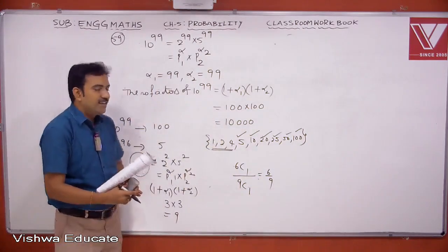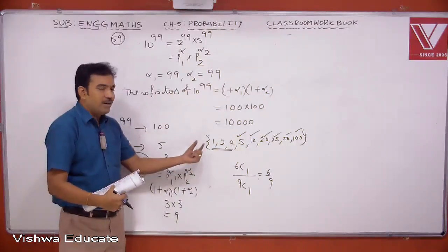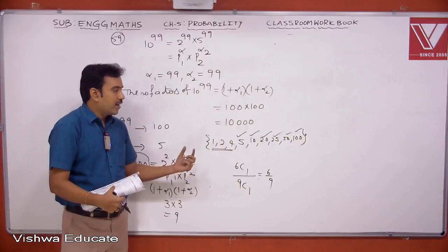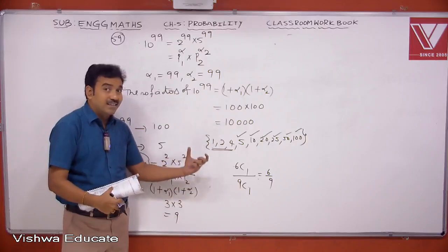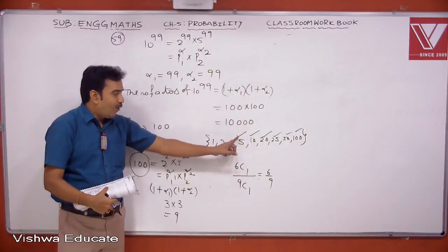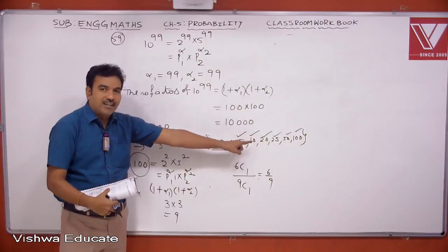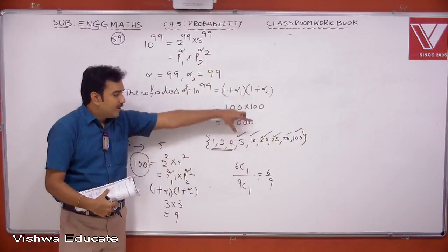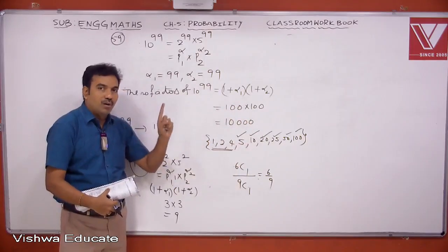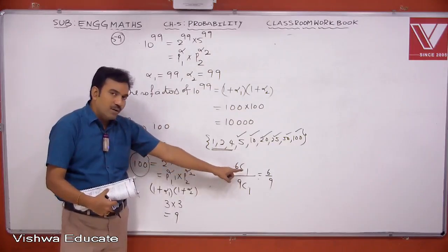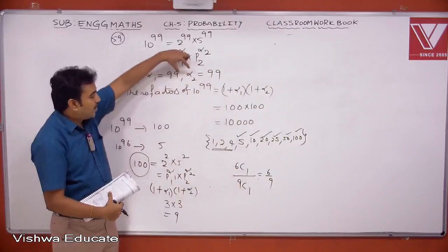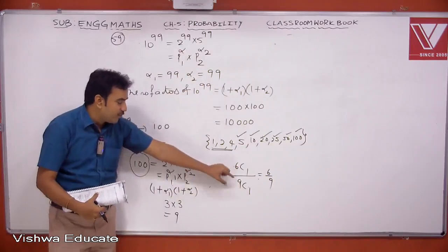Now it is clear. Since 100 is a simple number, I am able to write all factors of 100. Once I write all factors of 100, I can easily see how many factors of 100 are multiples of 5. So all tick marks are nothing but factors of 100 which are multiples of 5. How many factors are there? Exactly 6. Therefore you select 1 out of 6. That can be done in 6C1 divided by 9C1. This is my required probability. So this is the answer for this question.